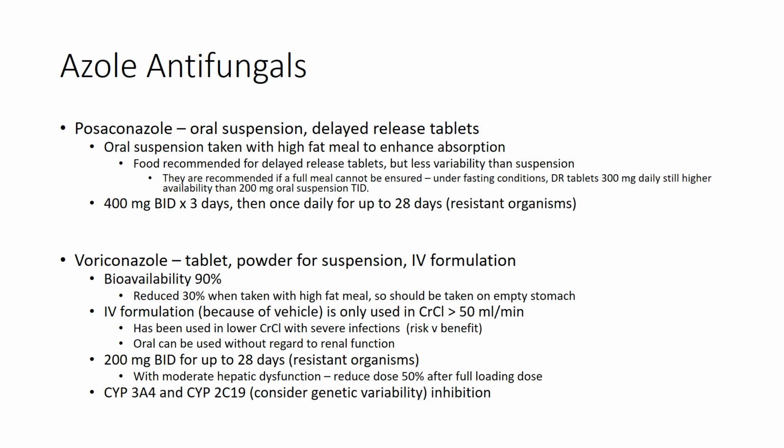Dosing again is 200 milligrams BID for up to 28 days, and this is typically only used for resistant organisms. There are a number of drug interactions with this one because this is a big inhibitor of CYP3A and even 2C19. We do have to consider the genetic variability of 2C19 when it comes to how much that is impacted. But what I will say is that with voriconazole, there are a number of drug interactions with those HIV medications we talked about yesterday. So it is important to consider how we use it and if dose adjustments are necessary.